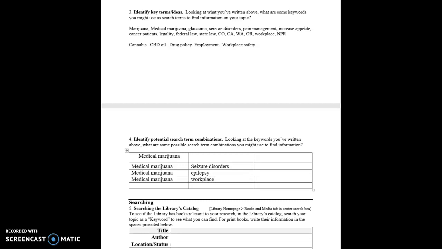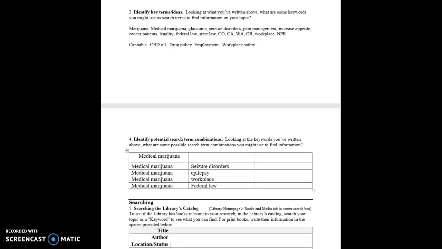You're not limited to just this many searches or this table. You could just do this on a blank sheet of paper. Just sit down and figure out all the different aspects of your topic that you want to explore and the different combinations of search terms that would get you there. Medical marijuana and federal law or drug policy.